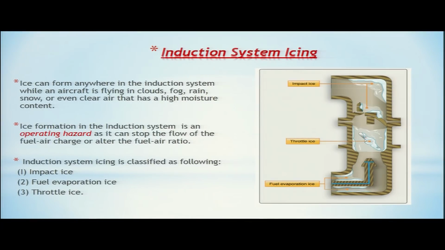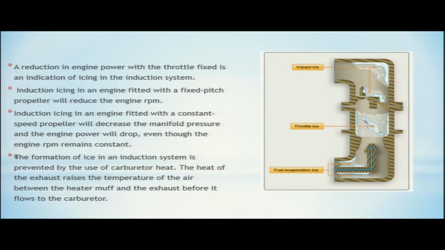This is your throttle here, and ice has formed around the throttle. This is your throttle ice. A reduction in engine power with the throttle fixed is an indication of icing in the induction system. Now, if your throttle is in a constant position, you have not moved the throttle, and still your engine is reducing power, you can observe power being decreased, then that is an indication of icing in the induction system.